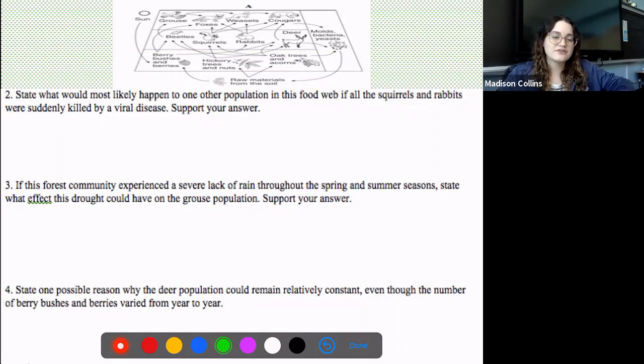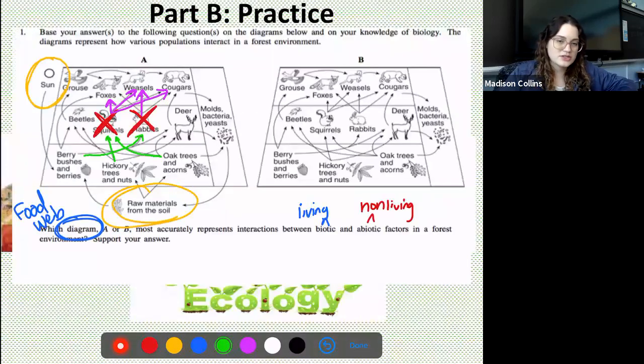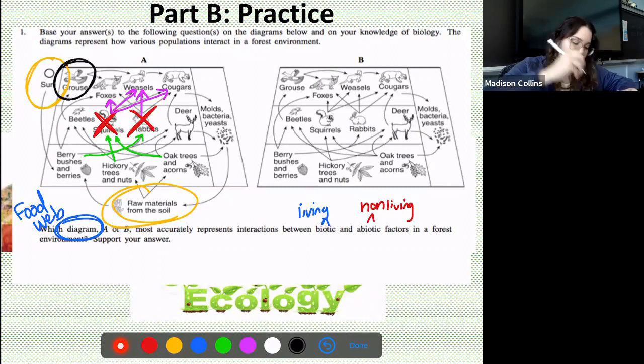All right, now number 3, if this forest community experienced a severe lack of rain throughout the spring and summer seasons, state what effect this drought could have on the grouse population and support your answer. So again, I'm going to go back to our bigger diagram here. We've got our grouse up here in the corner. I'll color them in black. So what's going to happen to our grouse population if there is a drought?